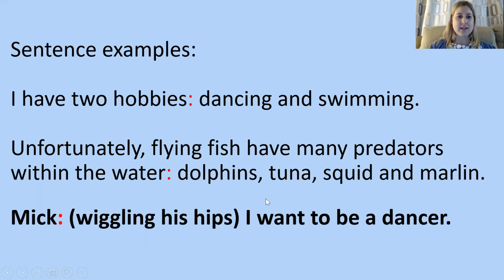So I'm going to give you some sentence examples. I have two hobbies: dancing and swimming. So here we're giving our context and then we are listing following the colon. Unfortunately, flying fish have many predators within the water: dolphins, tuna, squid, and marlin. So here, following our colon, we have a list of different types of predators.